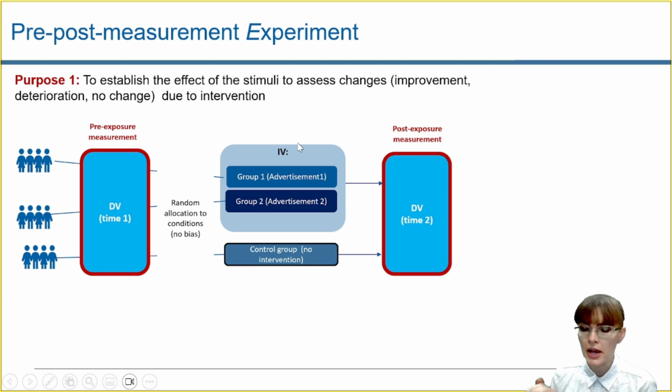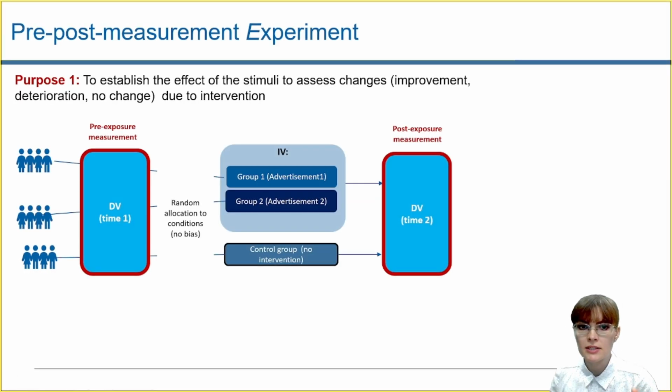Let's say we have developed 2 advertisements, and we have group 1, which will be randomly allocated to advertisement 1. We also have group 2, which will be randomly allocated to advertisement 2. And we also have a control group, which does not view any advertisements, and it serves as a group with no intervention to establish what the effects will be like on the phenomena that we are researching if there is no advertisement 1 and no advertisement 2.